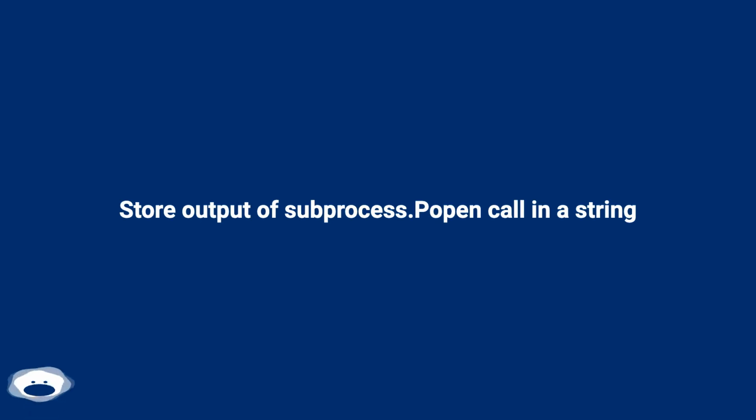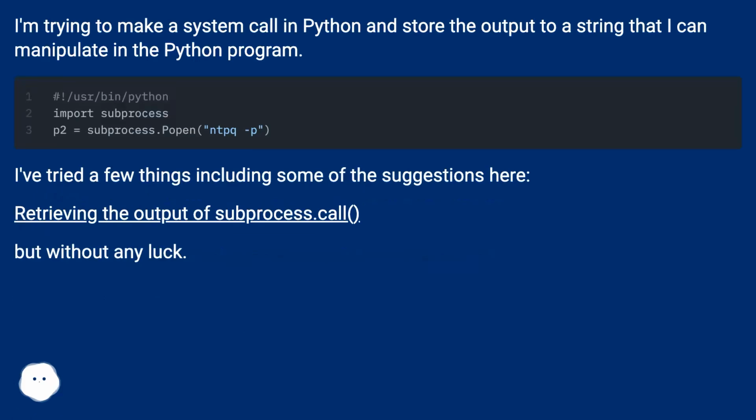Store output of subprocess.Popen call in a string. I'm trying to make a system call in Python and store the output to a string that I can manipulate in the Python program. I've tried a few things, including some of the suggestions here, retrieving the output of subprocess.call, but without any luck.